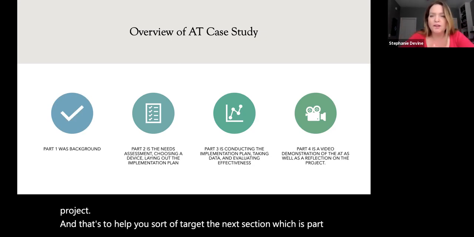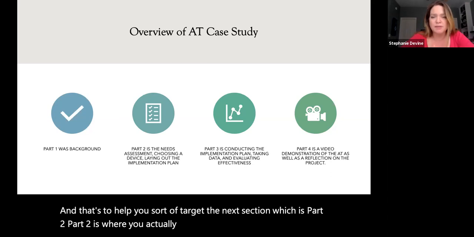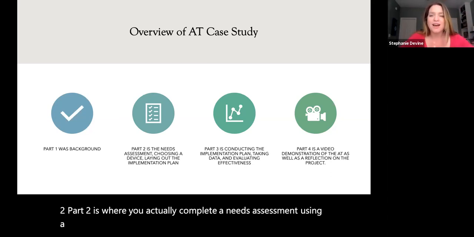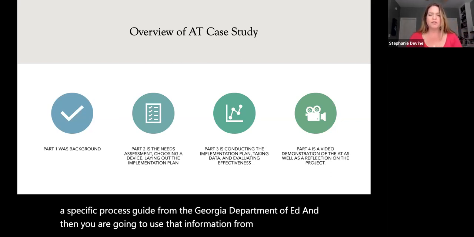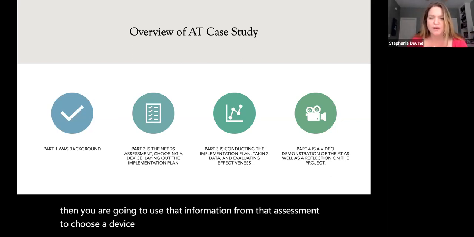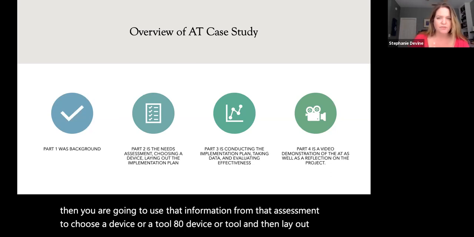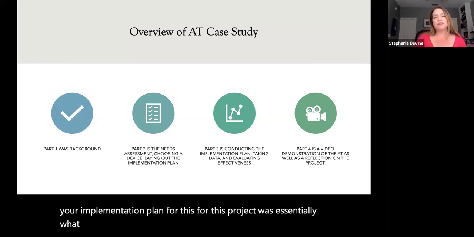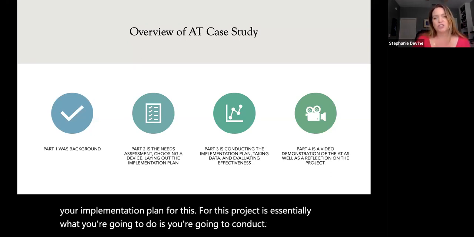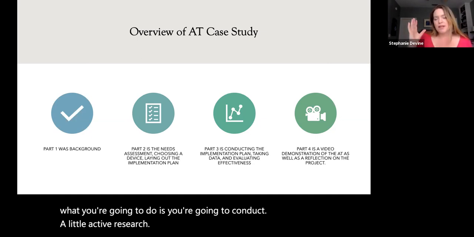Part 2 is where you actually complete a needs assessment using a specific process guide from the Georgia Department of Ed. And then you're going to use that information from that assessment to choose an AT device or tool, and then lay out your implementation plan for this project. Because essentially what you're going to do is conduct a little active research. That's where we get into part 3.